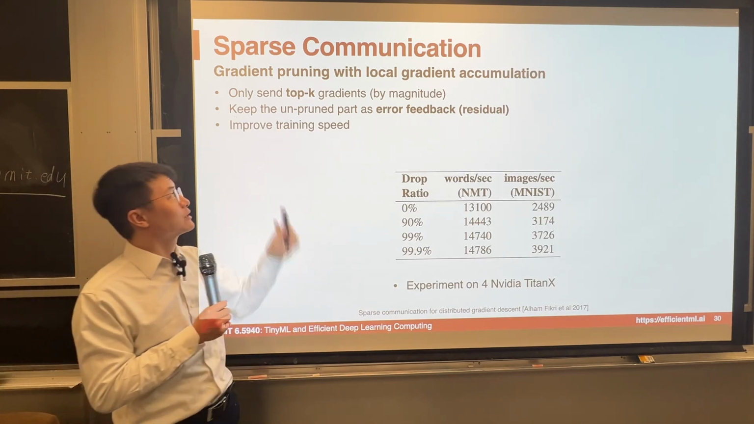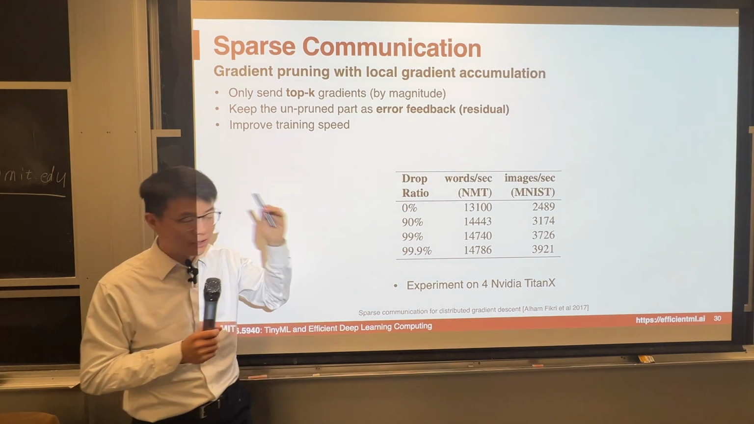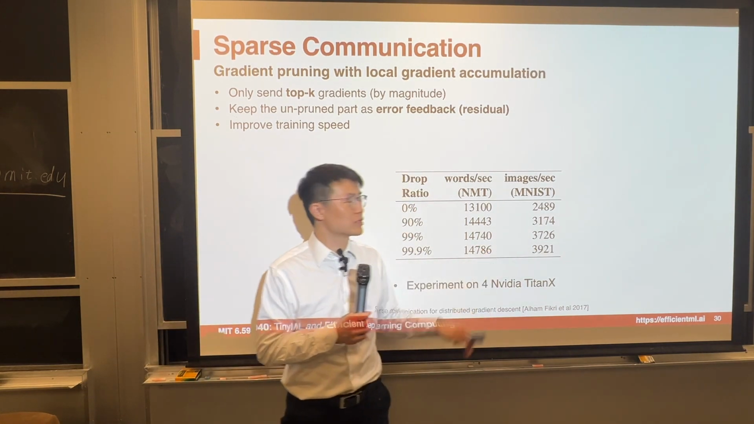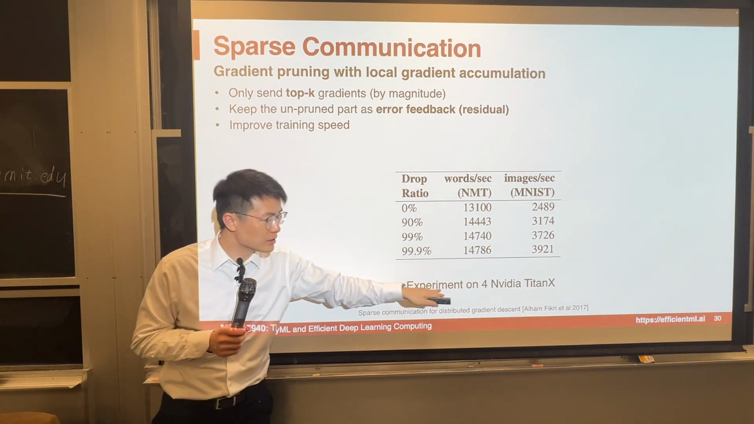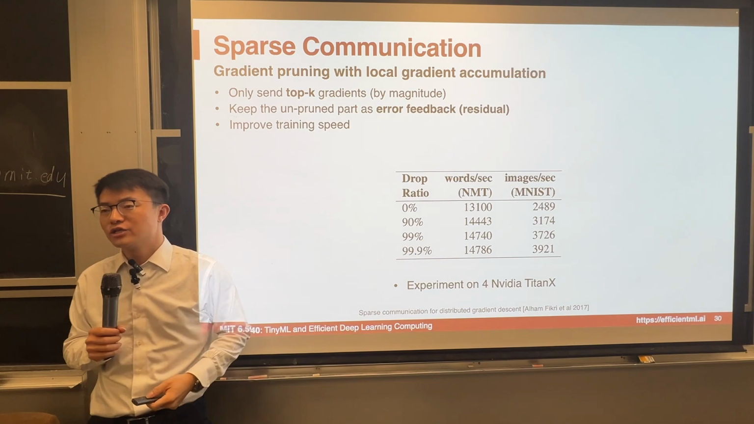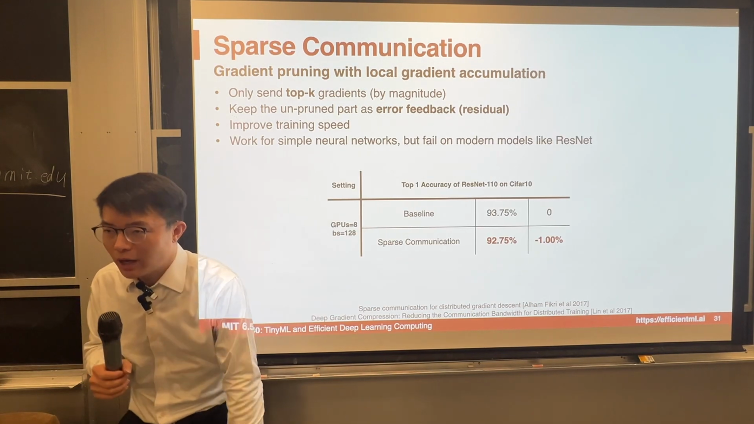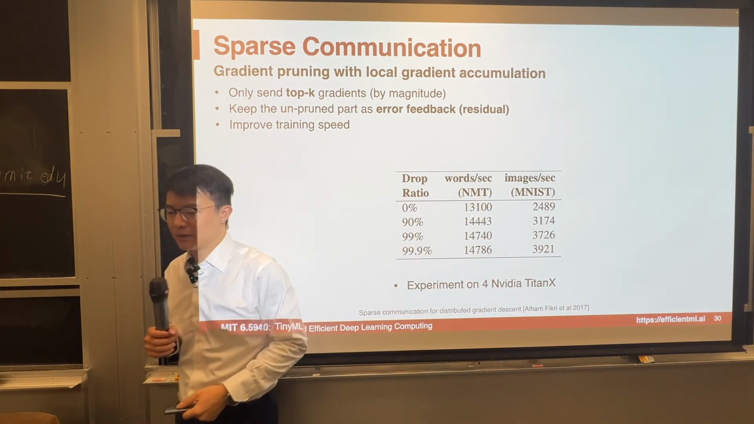Actually, this method can improve the training speed. This is the drop ratio from 90% to 99.9%. Images per second versus words per second can improve. This is an experiment on a pretty old NVIDIA GPU. But what about larger networks apart from MNIST and NMT?